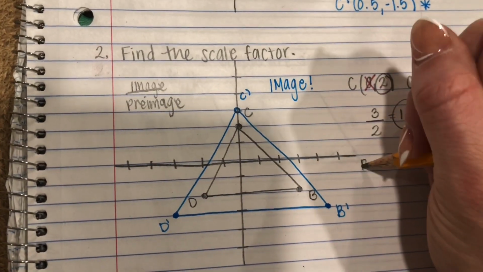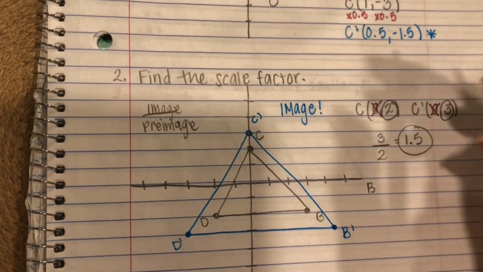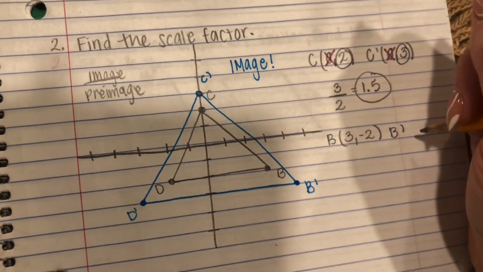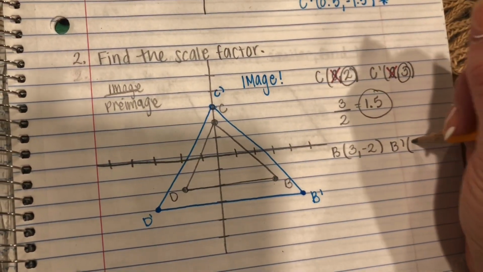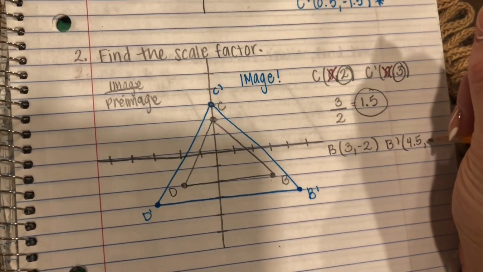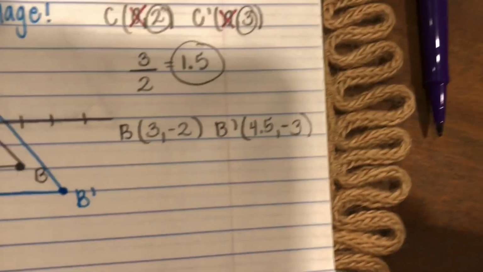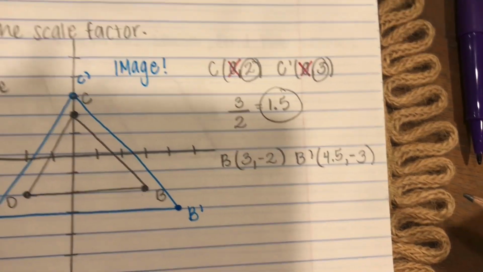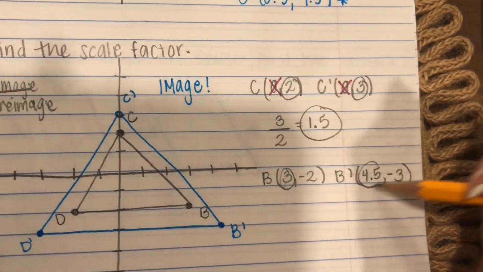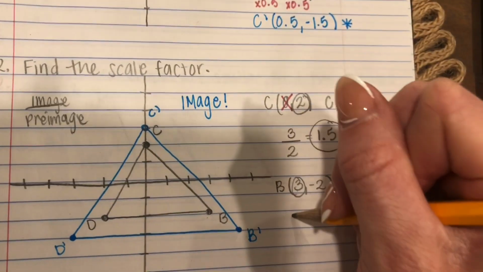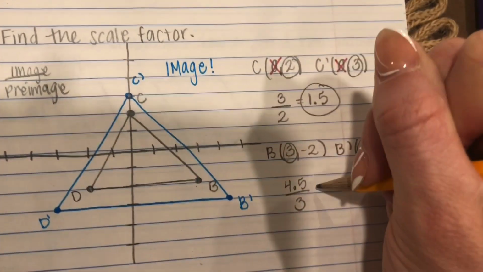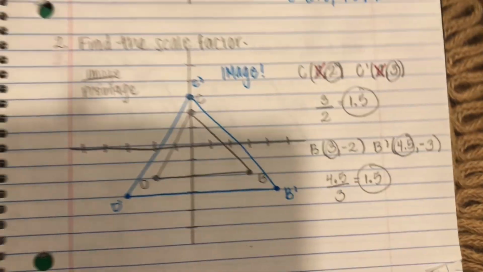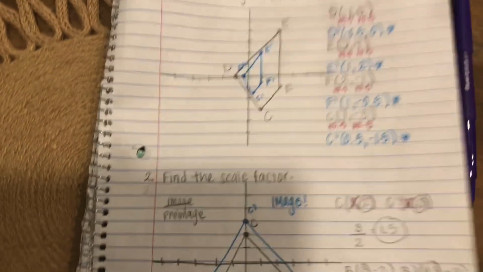So let's just say I want to be sure. So B is at 3, -2, and B prime is at 4.5, -3. I do the same thing. I'm just going to use either the x's or the y's. So let's just say I go with the x's. So I do image over pre-image, 4.5 over 3, and that is equal to 1.5. So just double checking to make sure I'm right, which I am. Okay, so that's dilations and scale factor.